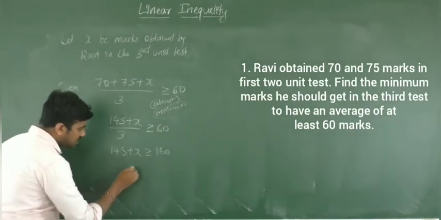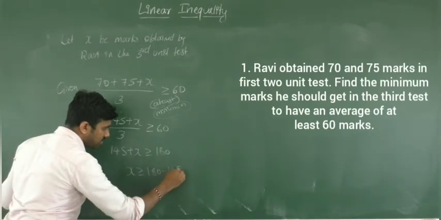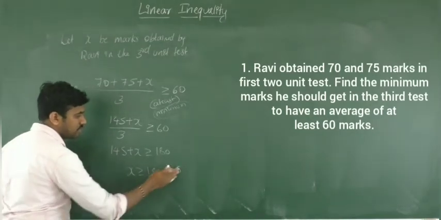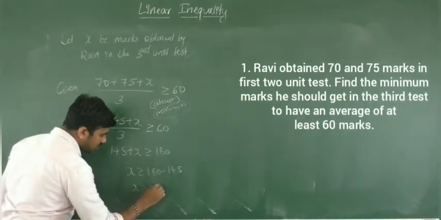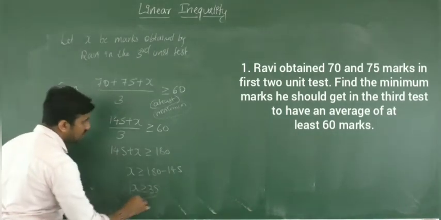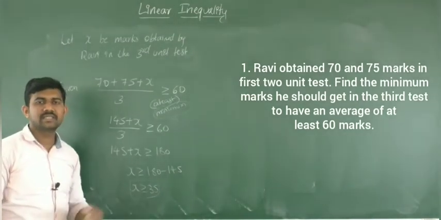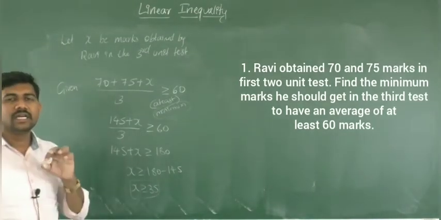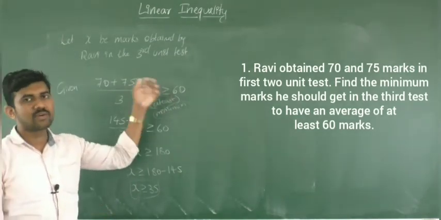Now x is greater than or equal to 180 minus 145. 180 minus 145, that is nothing but x is greater than or equal to 35. See here, the minimum marks he should get is 35. He can get more than 35 also. Okay, then we will get the average more than 60.